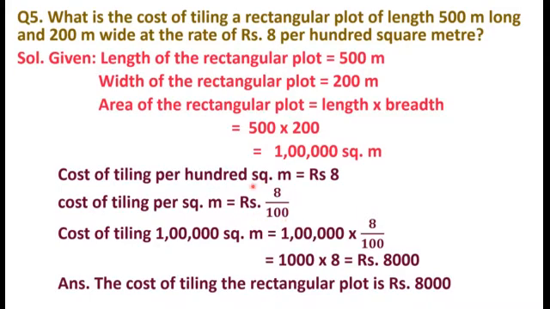Okay, and when we multiply the cost per square meter by the total area, we will get the total cost of tiling the rectangular plot. Here we have the cost of tiling per square meter equal to rupees 8 by 100. So the cost of tiling 1 lakh square meter will be equal to 1 lakh into 8 by 100. These two zeros and these two zeros will cancel. So we have 1000 into 8, and we are getting rupees 8000. So the cost of tiling the rectangular plot is rupees 8000.